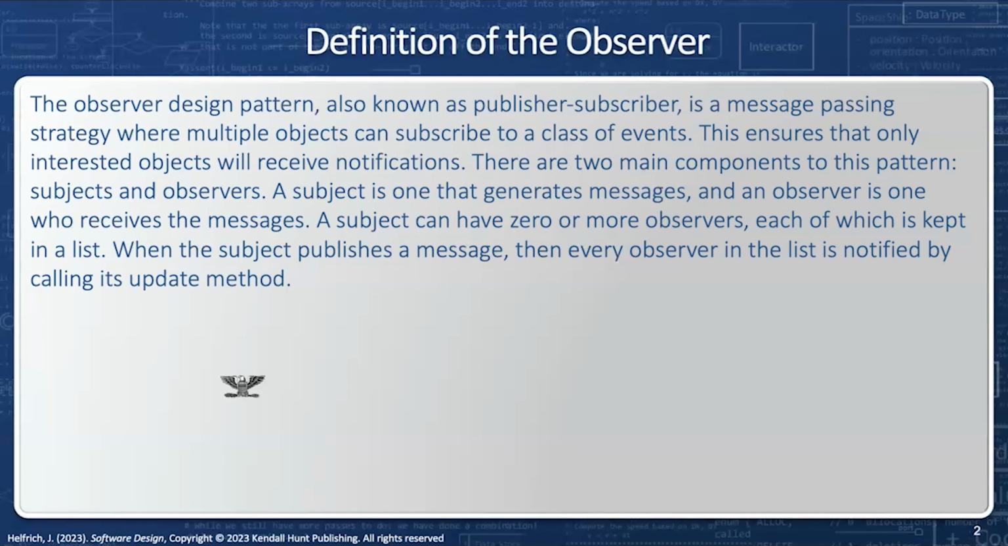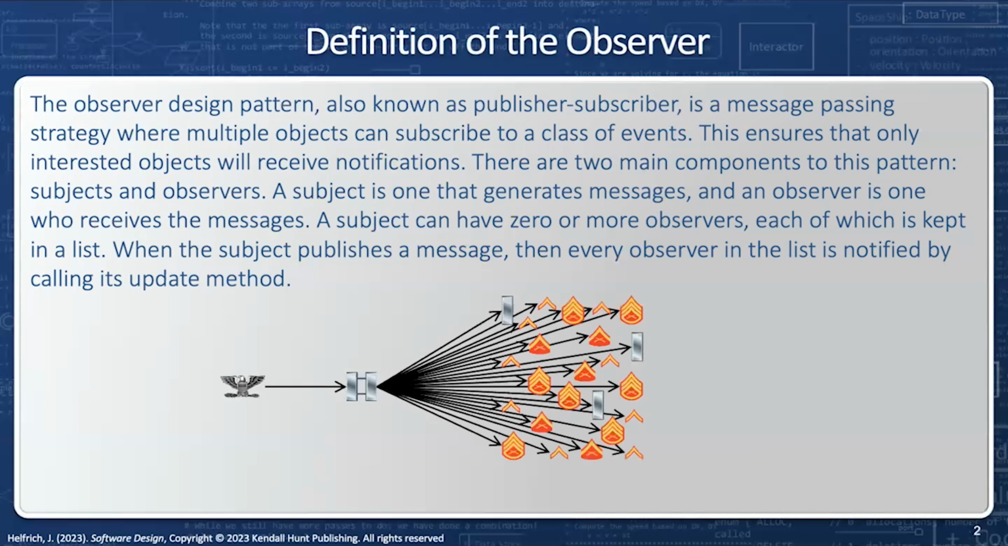So for an example, let's say a colonel wants to communicate to a company. Then he's going to send the message to the company commander. Now, the company is then going to send it to every single person in the company. And most of the people may not be interested in that message. So how can we use the observer design pattern to solve this problem?